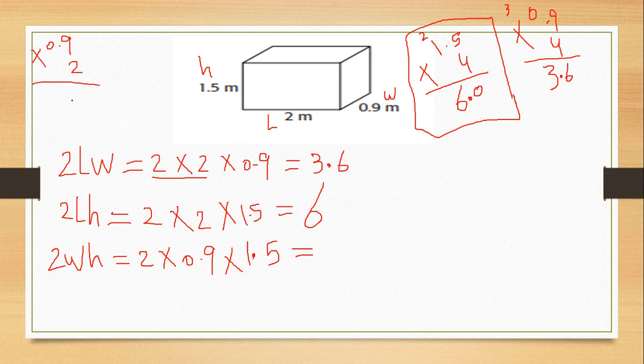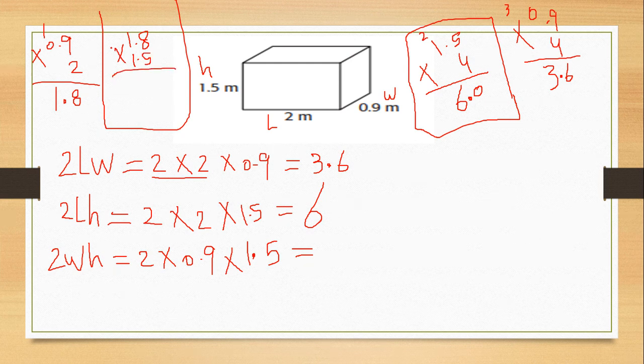2 times 9 equals 18. 8, carry up 1. 2 times 0 equals 0, plus 1 equals 1. And we will put a point after 1 digit. Now we have 1.8 times 1.5. Let's make a graph here for it. 1.8 times 1.5.